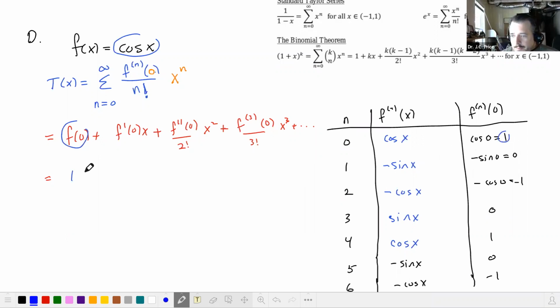So it goes 1 plus, and then this turns out to be 0 because the next one's 0. So plus 0 times x. And then it turns out to be minus, and we know what this number is, minus 1. So it's minus 1 over 2 factorial x squared plus the third one is 0. Oh, so 0 times x cubed. I don't even care about the factorial, put 0 there.